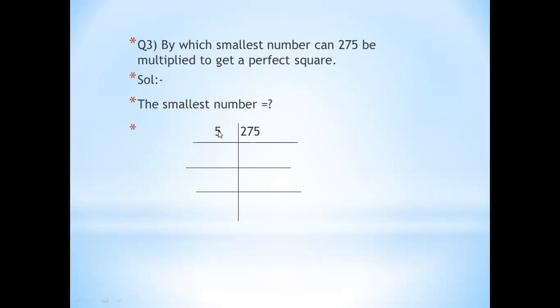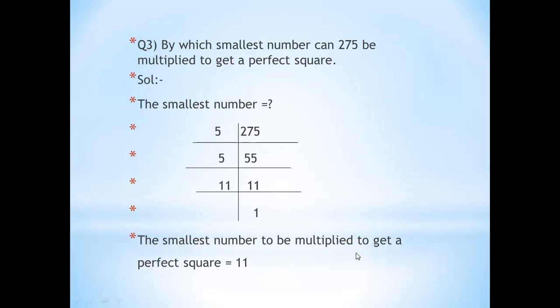So 275, first we divide by 5. At the unit place you have 5, so it's divisible by 5. 5 5s are 25, and carry 2, 5 5s are 25 plus 2 is 27, so 5 55s are 275. Then again by 5: 5 11s are 55, and 11 1s are 11. So the smallest number to be multiplied to get a perfect square is 11.